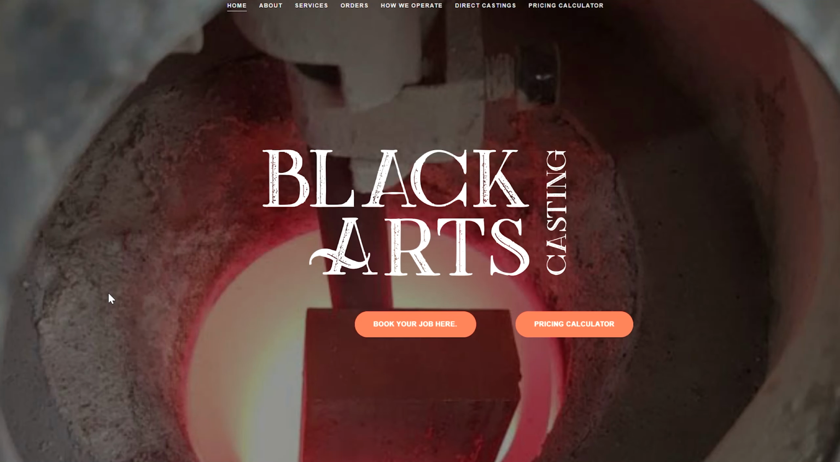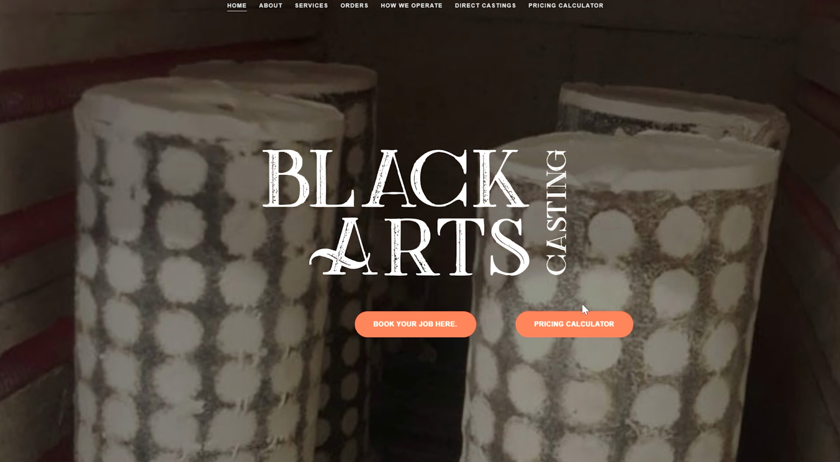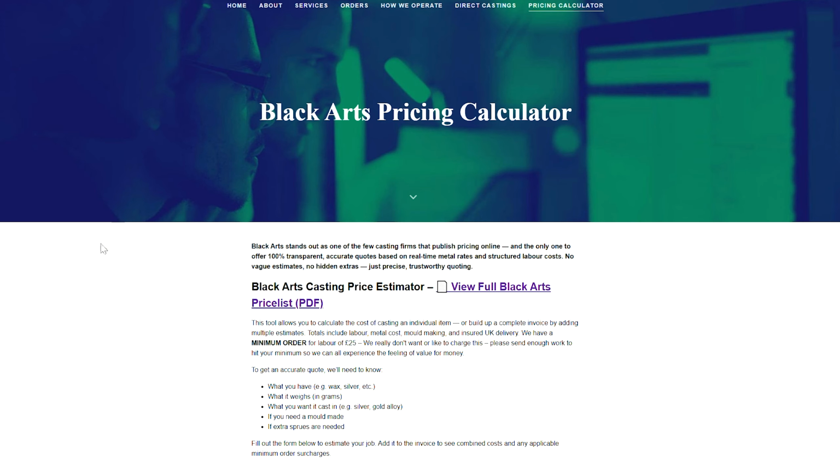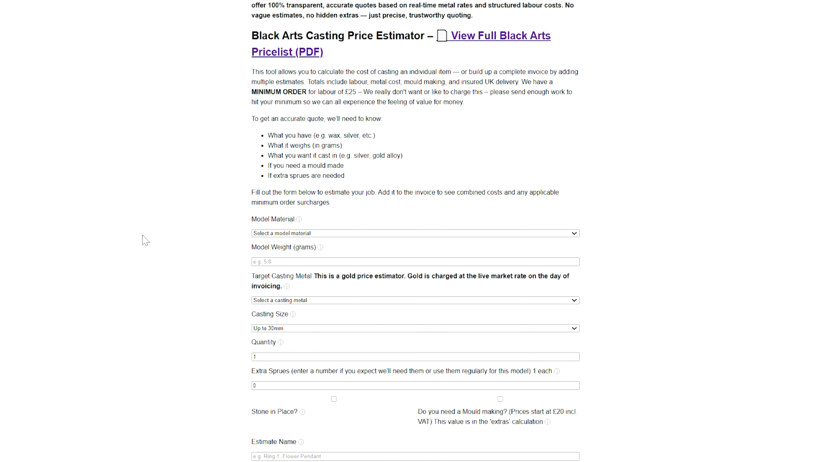Welcome to the Black Arts Casting website, and here you're going to be able to find our pricing calculator. With this tool you can figure out exactly what you need to price your models. It's pretty straightforward with some advanced features.